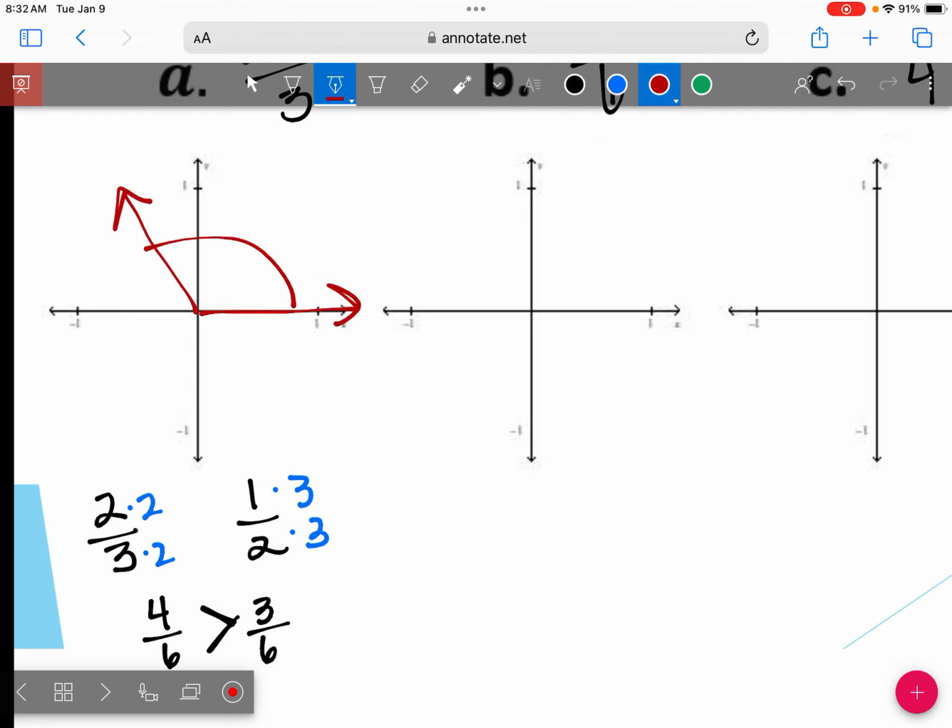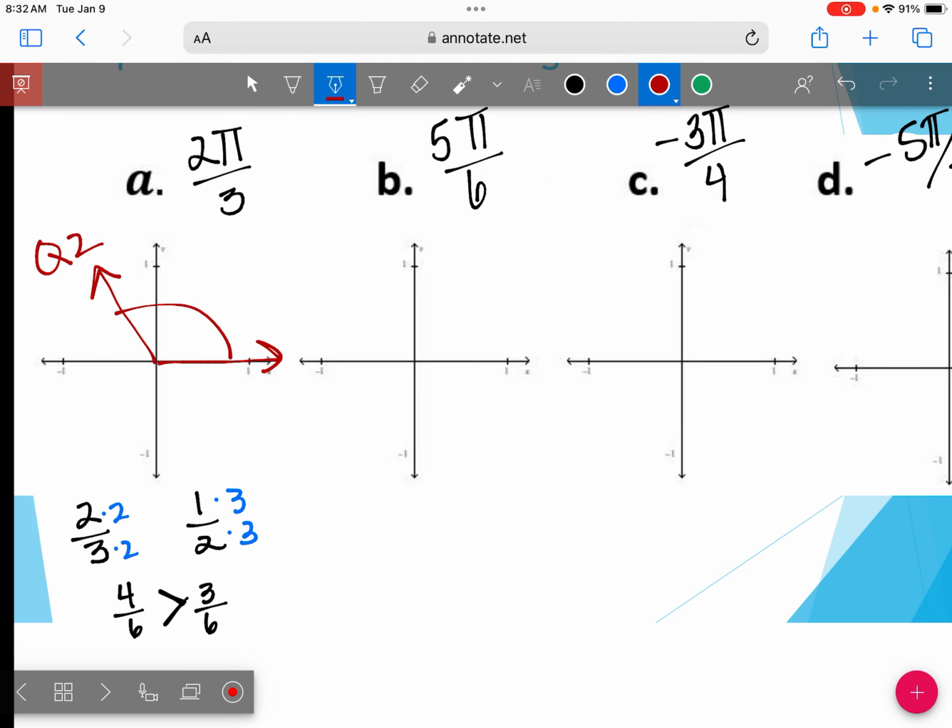And again, as long as you land in quadrant 2, doesn't matter where you are, as long as you're in quadrant 2, you get full credit. All right, let's look at B, 5 pi over 6. Show me with your fingers. What quadrant did you land in for 5 pi over 6? All right, good, 2. So I have 5/6 compared to 1/2. So if I were to multiply that 1/2 by 3, that would be 5/6 and 3/6, which means that, again, we're greater than 1/2. Now, how do I know that this is less than 1, though?